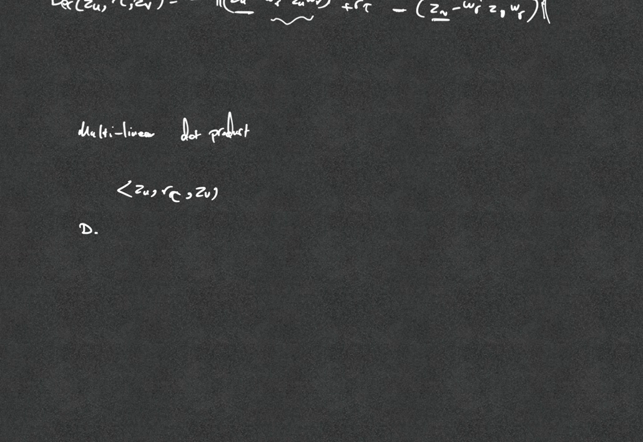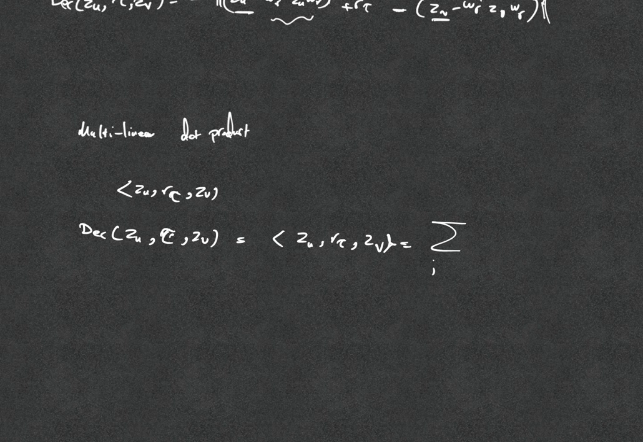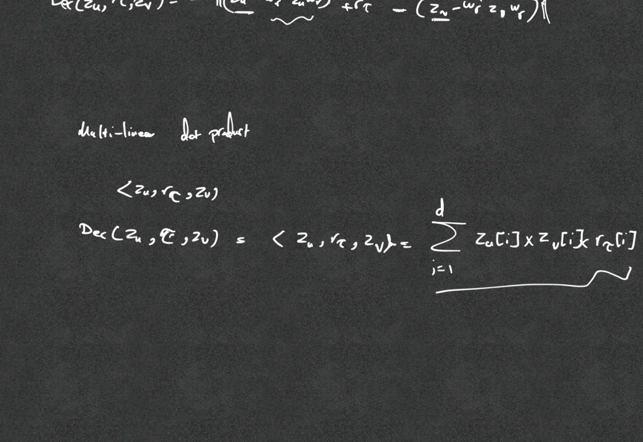And again, this is going to be the decoder value for this. It's going to be defined as the multilinear dot product, which essentially means that you go over all of the dimension elements. It's kind of a generalization of the inner product. So you take the ith element from ZU, the ith element from ZV, and the ith element from R tau, and you sum over all of those, and that becomes your decoder output. This is often called DistMult.